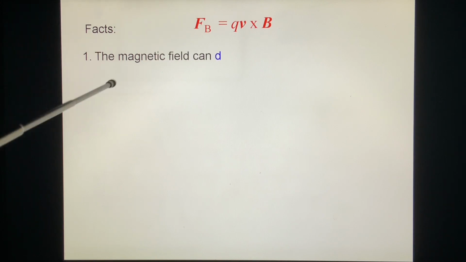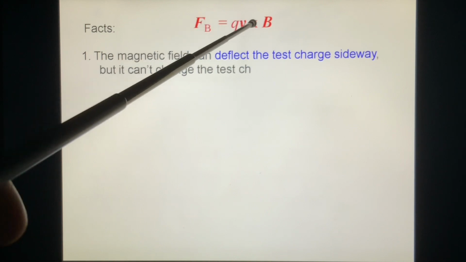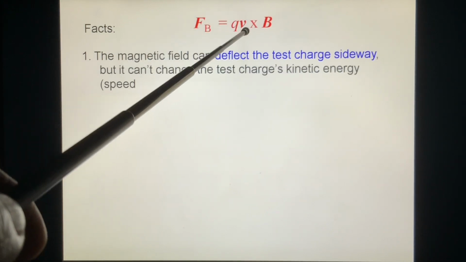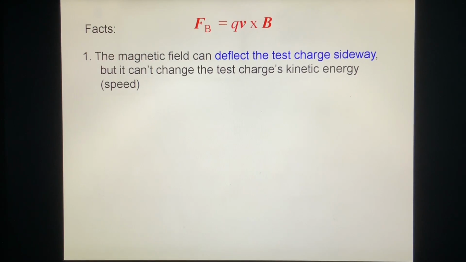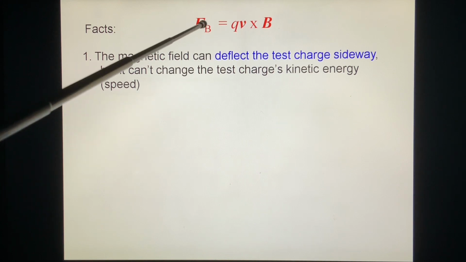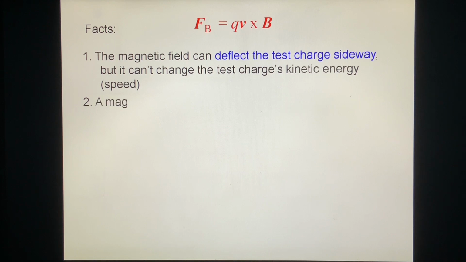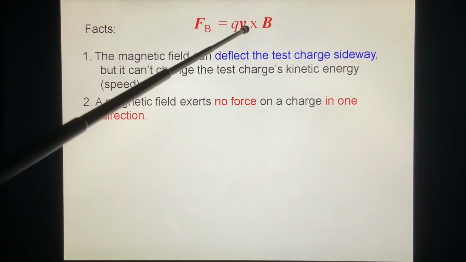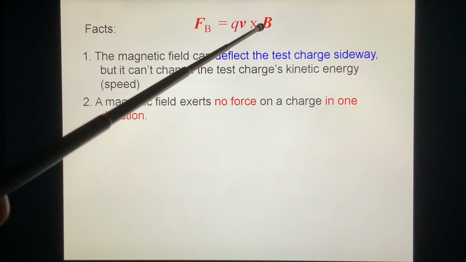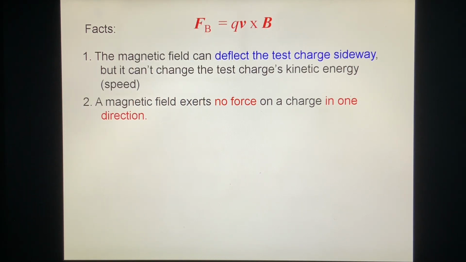Fact 1. The magnetic field can deflect the test charge sideways. Now you have F sideways, F is always perpendicular to V and B. But it cannot change the test charge's kinetic energy because it's perpendicular, so you never accelerate or decelerate V. Fact 2. A magnetic field exerts no force on the charge in one direction. Now, if V is parallel to B, V cross B equals 0. In this direction, in the B direction, so no F, only in one direction.